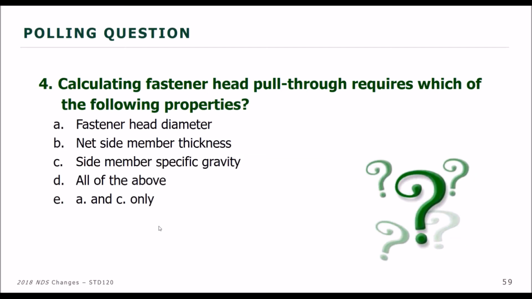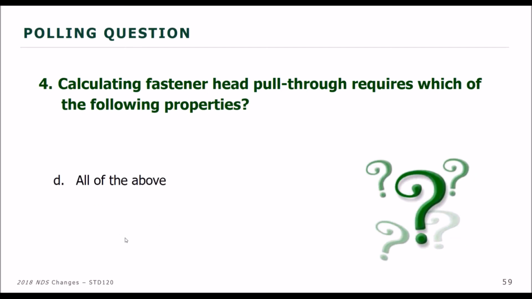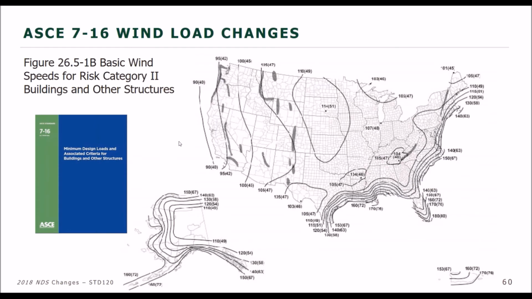Okay, so the real answer is all of the above. And so if you go back and look at that head pull through equation, you're going to see that it included head diameter, net side member thickness, and specific gravity in the equation. So 2/3 of you are paying attention.